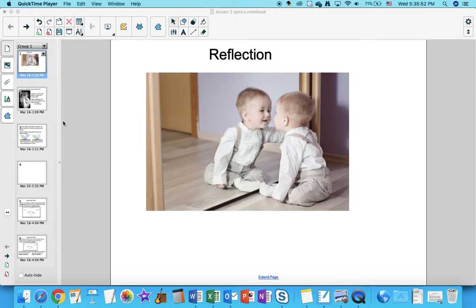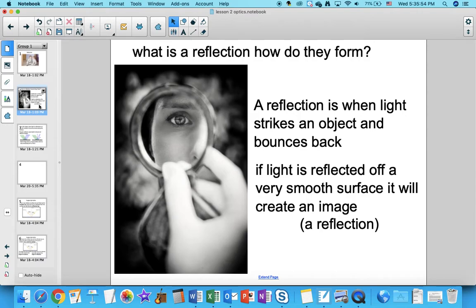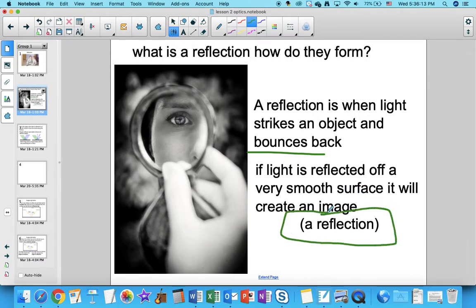So in light and optics, a reflection is when light strikes an object and bounces back, right? Now, it's important to note that it's when light strikes an object, bounces back, and creates an image. Because if light is reflected off a very smooth surface, it will create an image, a reflection.